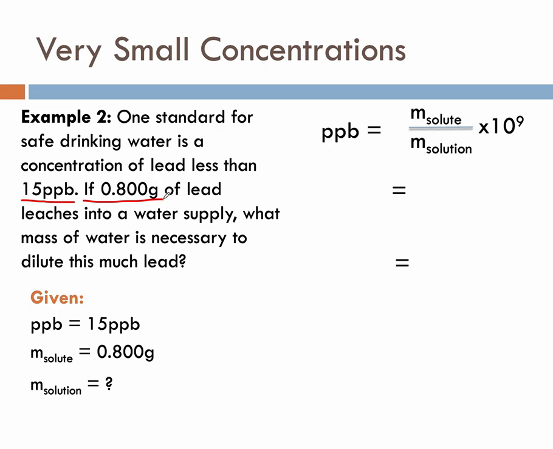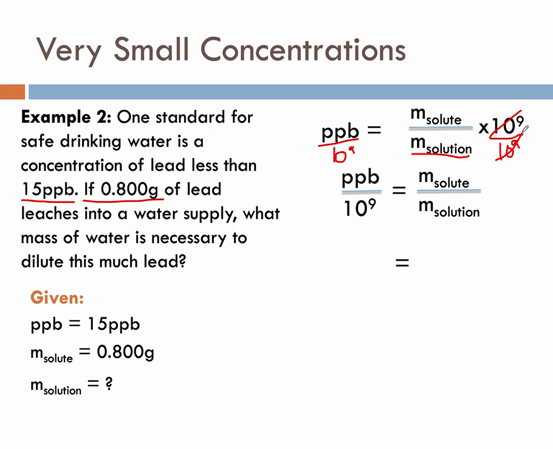Here's our formula, so parts per billion. Now this is a tough one because we're going to be rearranging for the mass of the solution, which is on the bottom. So my first move would just be to divide both sides by 10 to the 9. So just get rid of that 10 to the 9 on this side by dividing this side by 10 to the 9, and dividing this side by billion as well. So parts per billion divided by 10 to the 9 will give me mass of my solute over my mass of my solution. The 10 to the 9 on this side cancels.